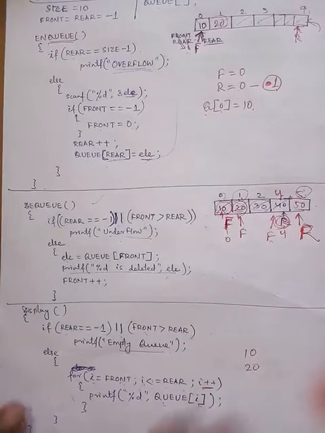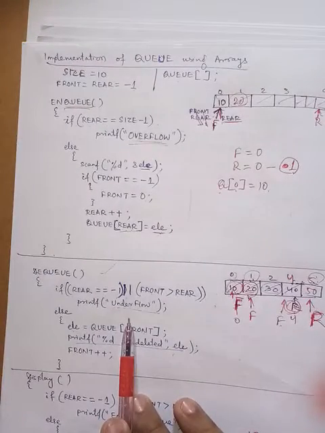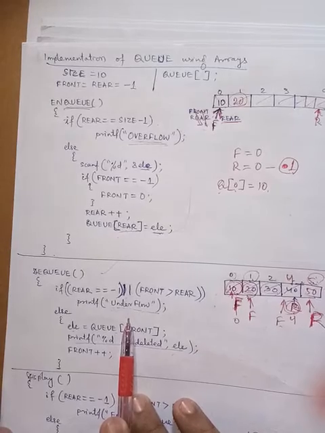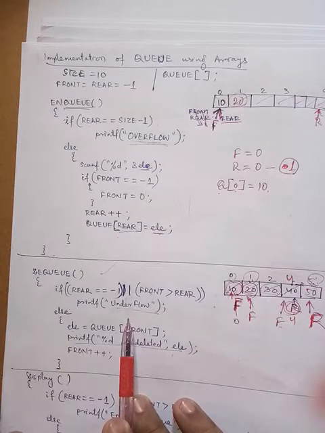So these are the NQ operation and DQ operation. These are the two important operations in Q using the array.